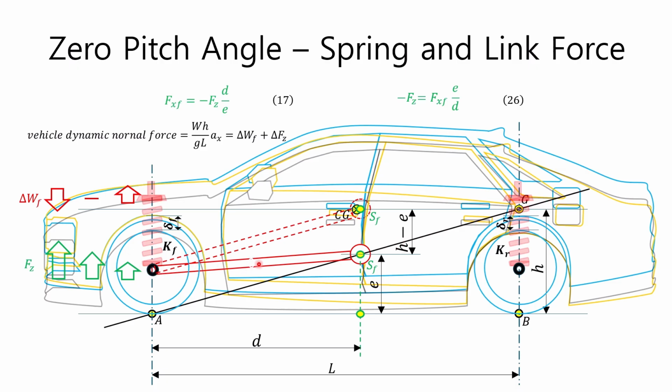Since no vertical dynamic load acts on the spring, the lift is zero. However, since the rear ride height is still lower than the front ride height, the pitch angle is not zero.